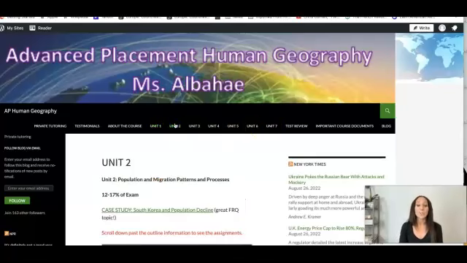Unit 2 is usually population and migration. This is where we learn all about where people are and population policies, for those of you that have ever heard of the one-child policy. What are some issues that happen if a country puts a one-child policy on, like China did in the 1970s? It slowed down population growth, but now they're having trouble actually having kids. So if that happens, who's going to be there for the country?